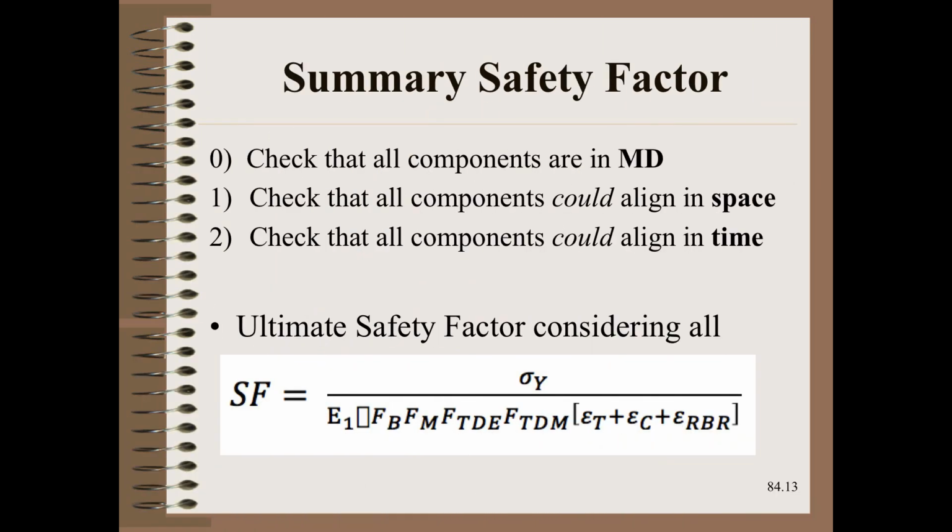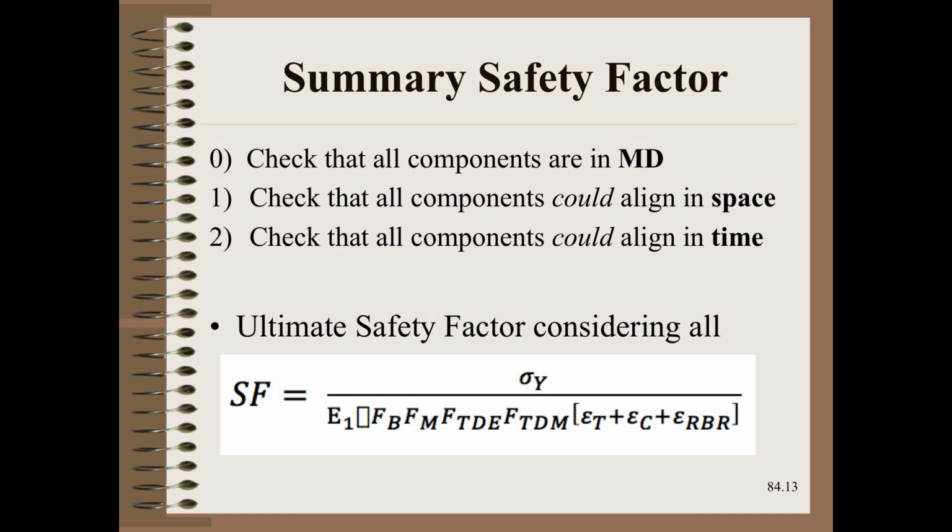Before we can calculate an overall safety factor, we need to do 3 final checks. Are the primary stresses in the machine direction? Could the elements align in space? And could the elements align in time? In the white paper, we discuss how all of these components could indeed conspire to trouble a particular local spot on the web. In the white paper, you will find the equation elements, definitions, and derivations.